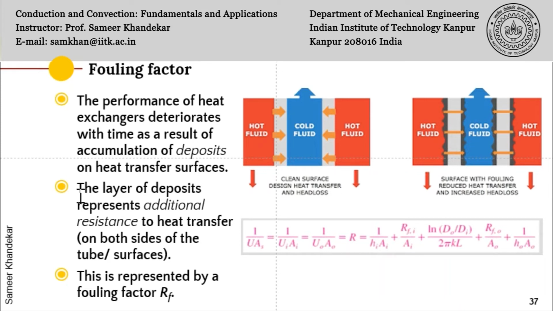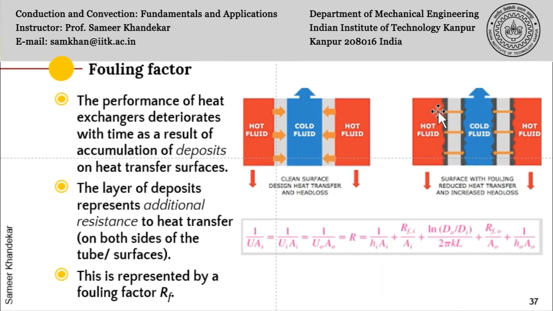So the layer of deposits represents additional resistance. Imagine heat flowing from the hot fluid to the cold fluid. We have the convective resistance at the hot side, then the conductive resistance in the tube, followed by the convective resistance in the cold side.